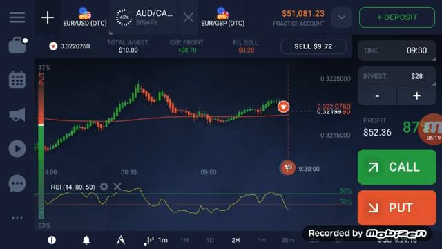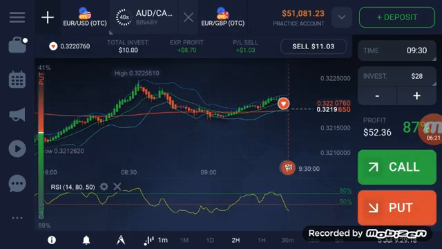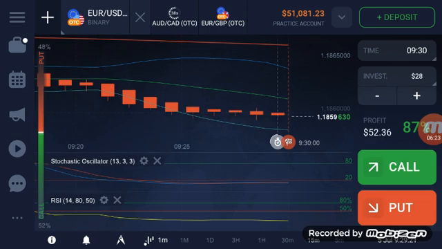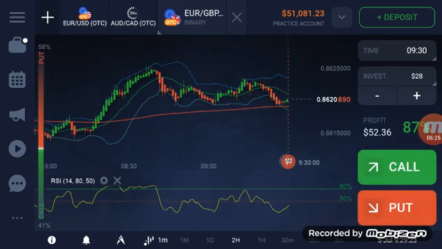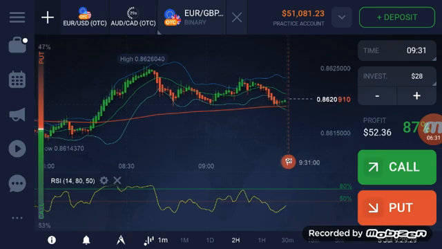How's the AUD/CAD looking? Still looking strong. I'm not trading on that again. Okay, if this passes the 50 line and goes up, I'm gonna call it. If it bounces off, I'm going to go with a put trade.